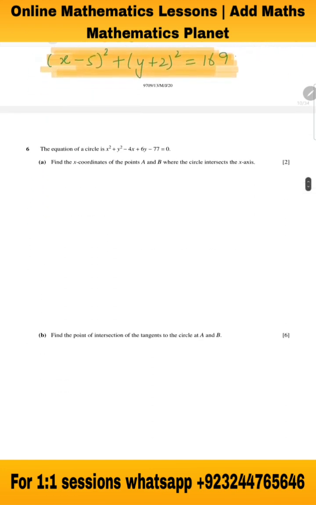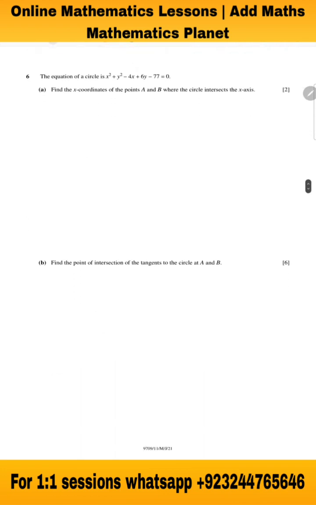Okay. So next, the equation of the circle is given as this: find the x coordinates of the points A and B where the circle intersects the x-axis. Whenever we have to find the x-coordinate, we need to put y equal to 0. So this is the equation of the circle, and we will put y equal to 0. 11 times 7 is 77, so we need to make the factors of 77.